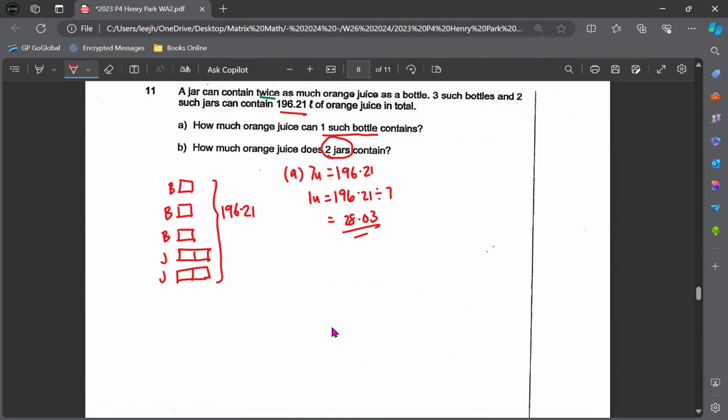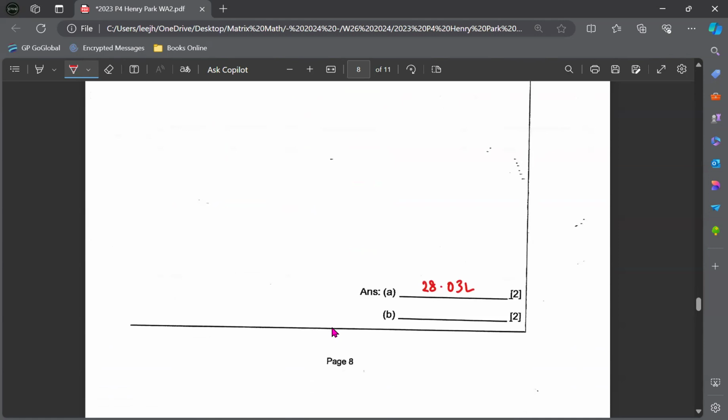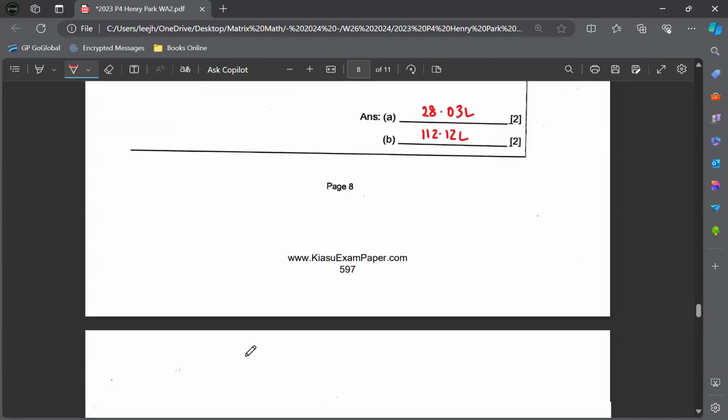Okay. Now B, I want to find two jars. So you see one jar is 2 units, right? So 2 jars will give me 4 units. So if 1 unit is 28.03, 4 units will be 28.03 times 4. Your answer is 112.12 liters. That's your answer. So you just fill up 112.12 liters.